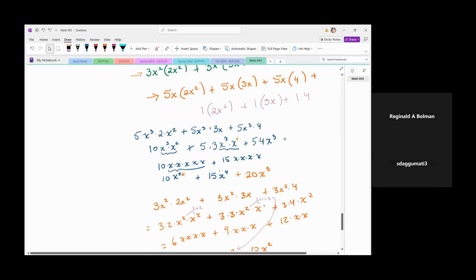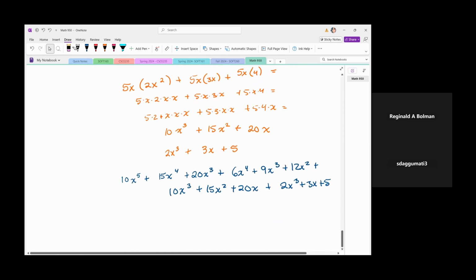Sorry, plus 4 instead of this should have been a 4. So this should have been a 4. Okay. Now, using the commutative law, you're going to group your x to the fourths together.